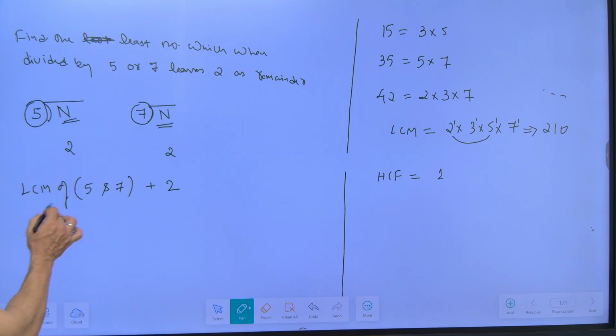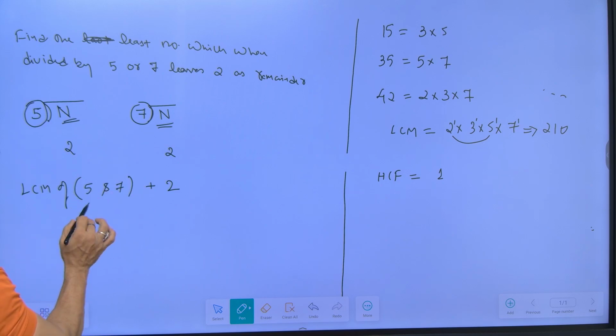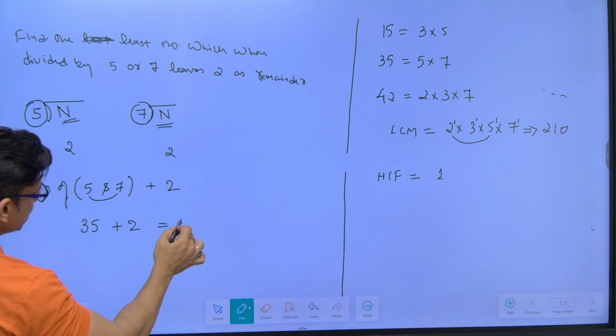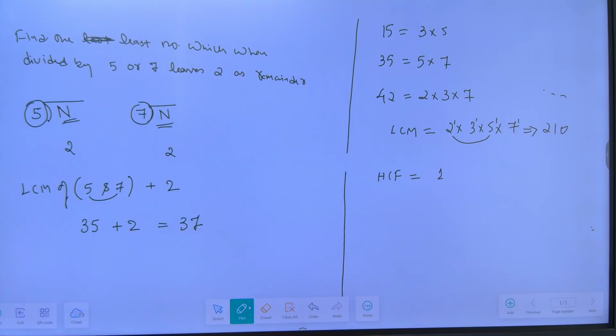What is the LCM of 5 and 7? Now 5 and 7 are co-prime, and at the same time both are prime also. So their LCM is always the multiplication of these. What is 5 sevens? 35. Plus 2, what is 35 plus 2? So 37 is our first number. Now divide 37 with 5. Divide 37 with 7. 7 5s are 35, the remainder is 2. In both cases you are getting remainder as 2 or not.